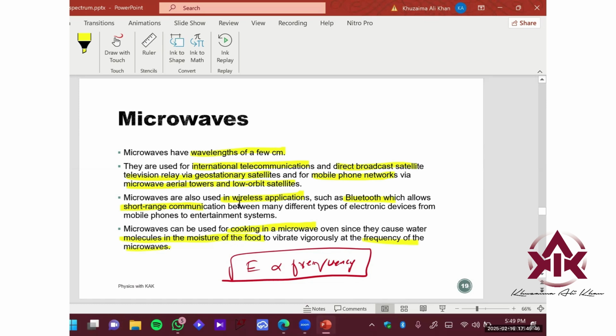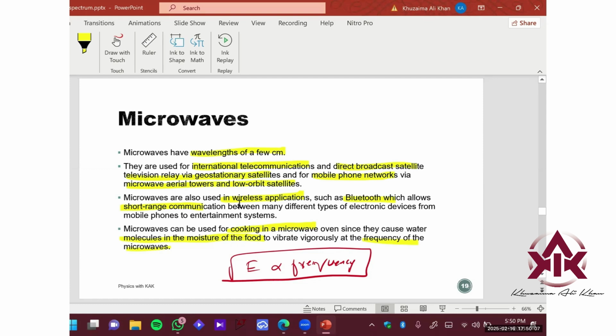And again, how do they heat up the food? They vibrate the molecules of the food at the frequency at which they are operating. And since energy is proportional to frequency, if you increase the frequency of a particle, it gains energy, right? It produces thermal energy, it's in joules, so it heats up your food, right?